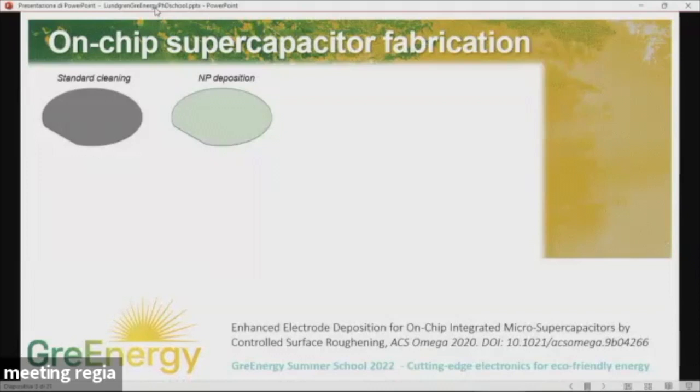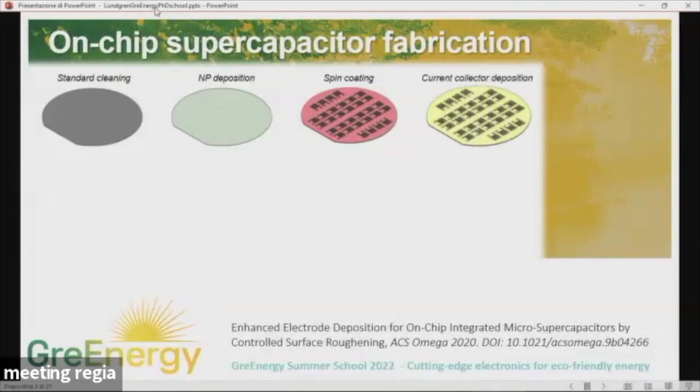So in this case, we need to make the surface more suitable to get this material to stick. So in this case, we want to make some kind of roughening artificially to the surface. And then we can do spin coating, and we can have a patterning of the substrate. In this case, we do a lift-off process to define a metal bottom layer, which we call current collectors.